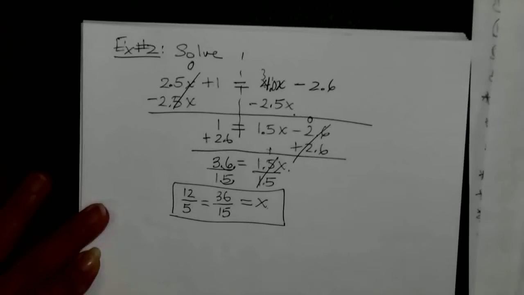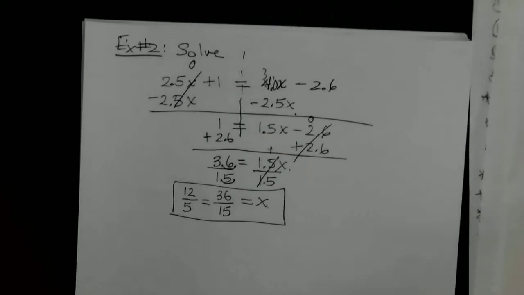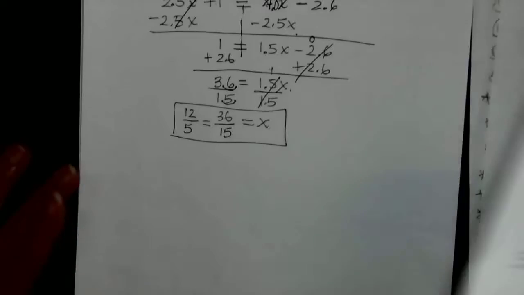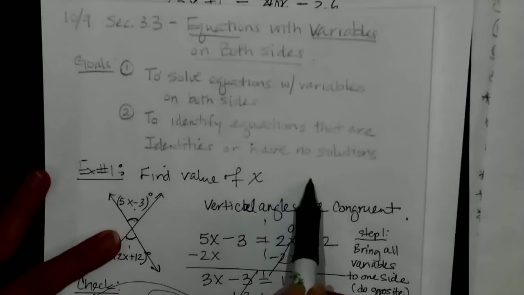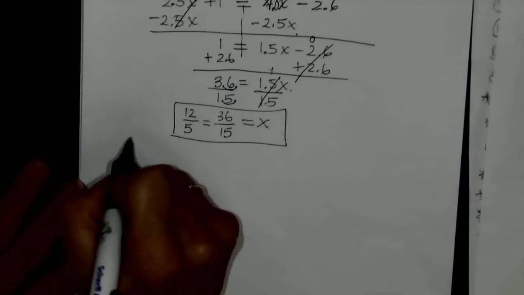All right. So everybody understand how to deal with equations with variables on both sides? Okay, so that was our goal number 1. Now here's goal number 2: identifying equations that are identities or have no solutions. All right? So here's our last example.